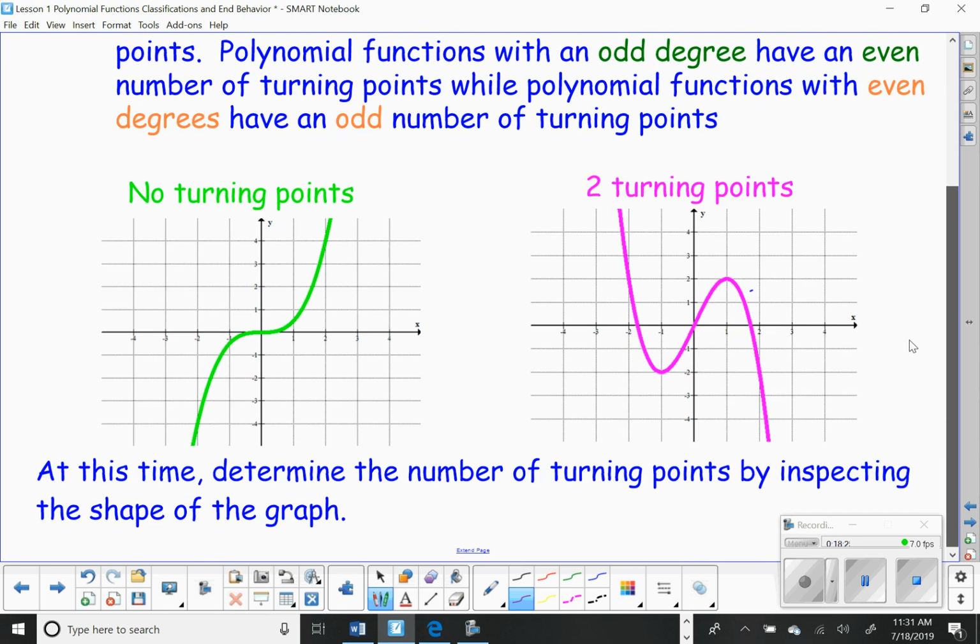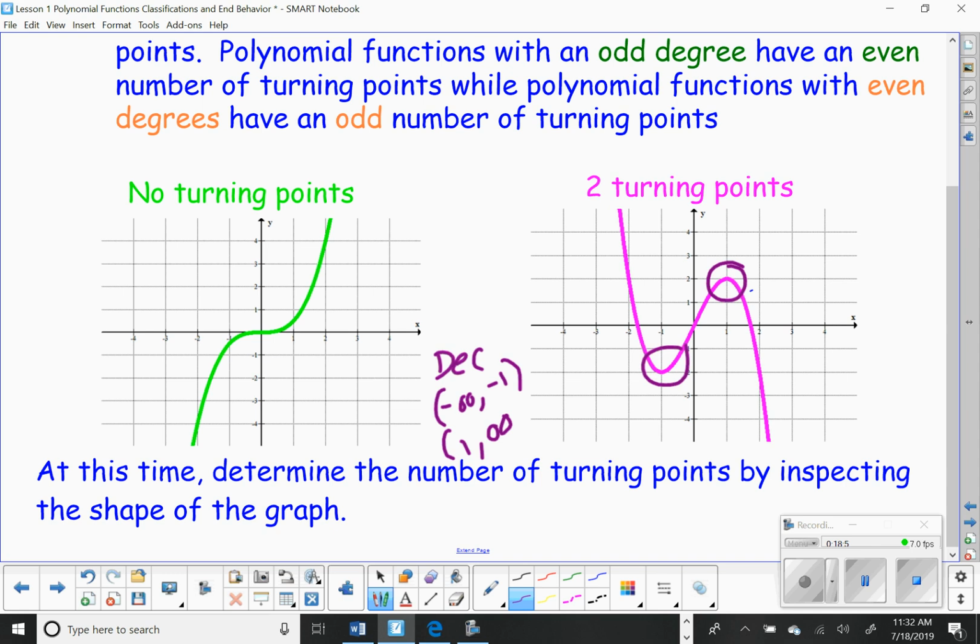Okay? So here, notice there are no turning points. It's increasing all the way. Here, there are two turning points, here and here. For this one, we can say that it is decreasing from negative infinity until negative 1, and then from 1 to positive infinity.